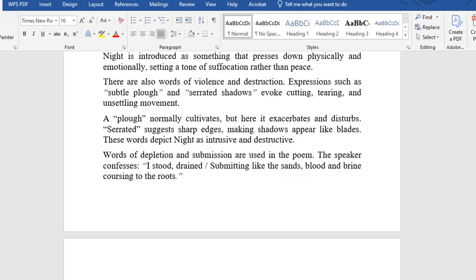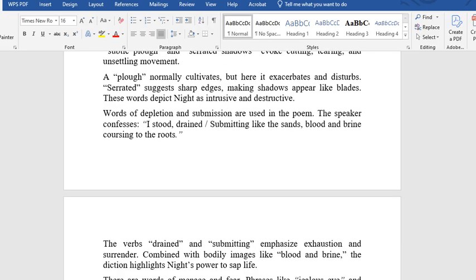There are also words of violence and destruction. Expressions such as "subtle plough" and "serrated shadows" evoke cutting, tearing, and unsettling movement. You know, that it even creates fear for humans. A plough normally cultivates, but here it exacerbates and disturbs. "Serrated" suggests sharp edges, making shadows appear like blades. These words depict night as intrusive and destructive.